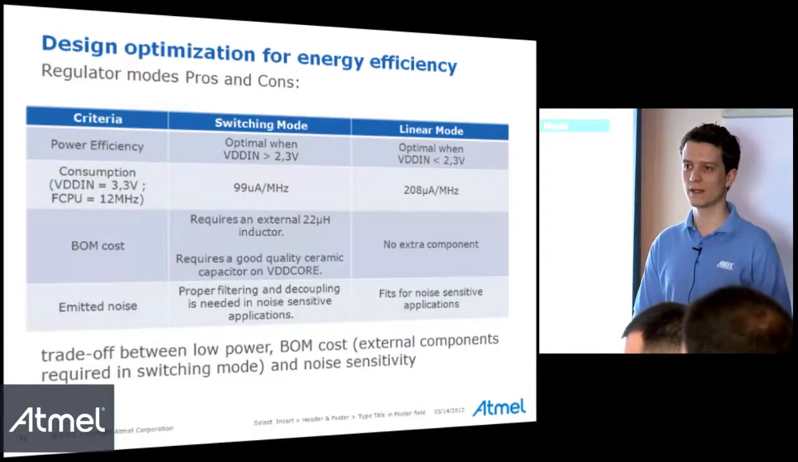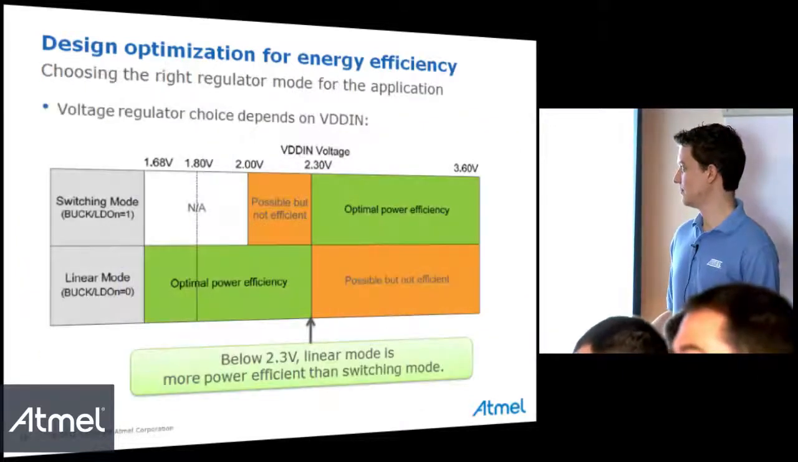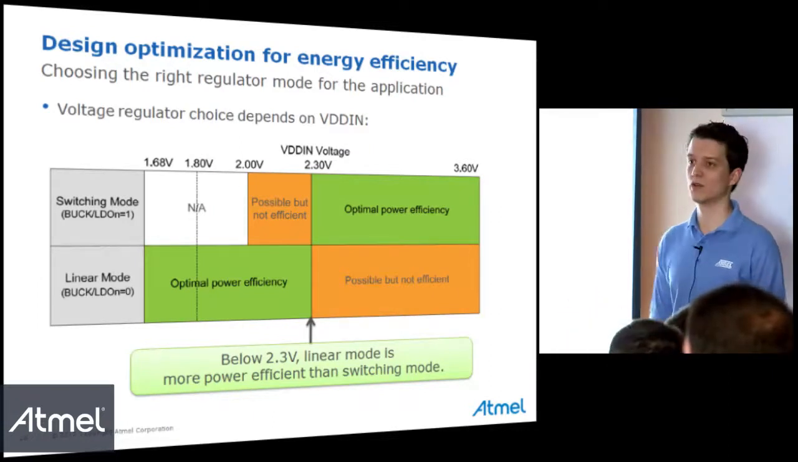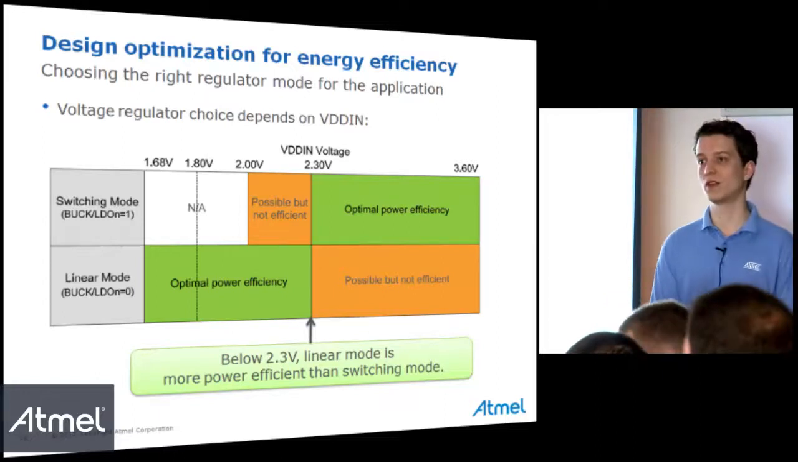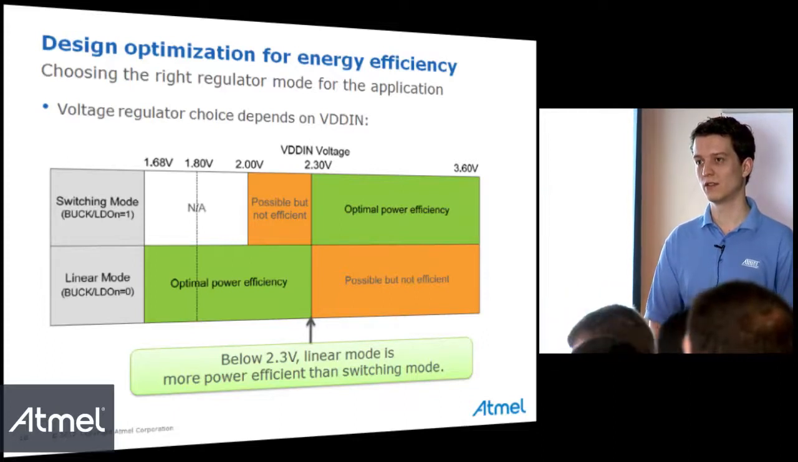For low power application, do you recommend using a switching mode at 2.3 volts or the linear mode at 1.8 volts? For low power application, I would suggest the linear mode because you have no need to be above 2.2. Can we expect to be below 100 microamps per megahertz as well? Yes.